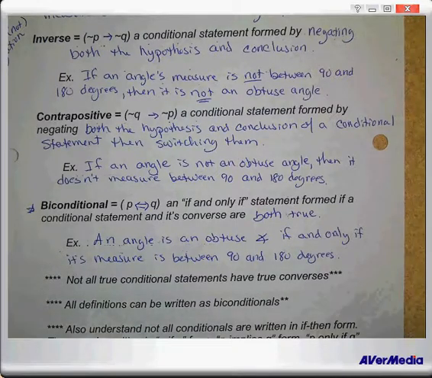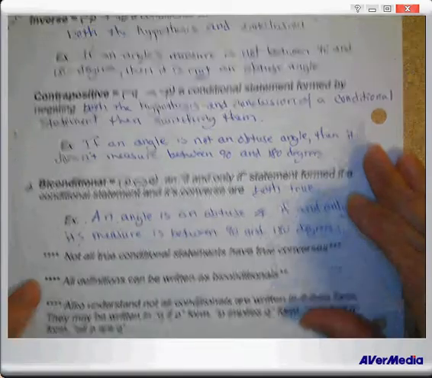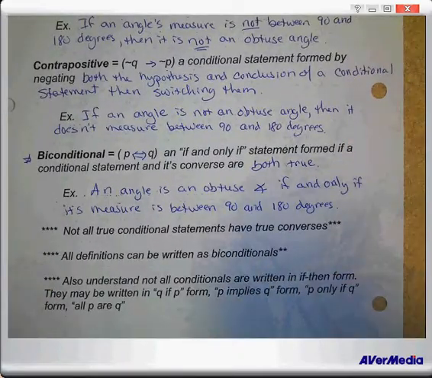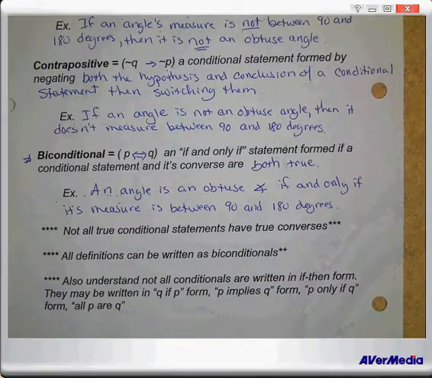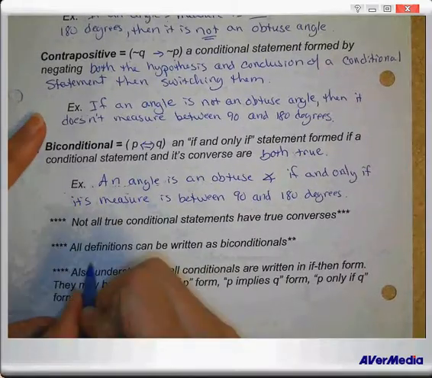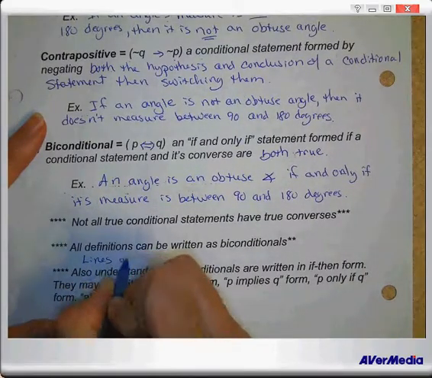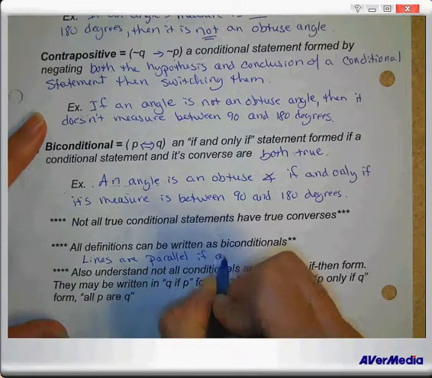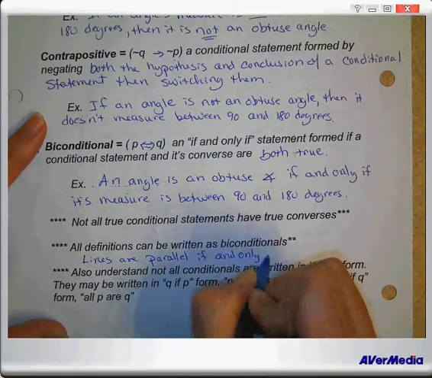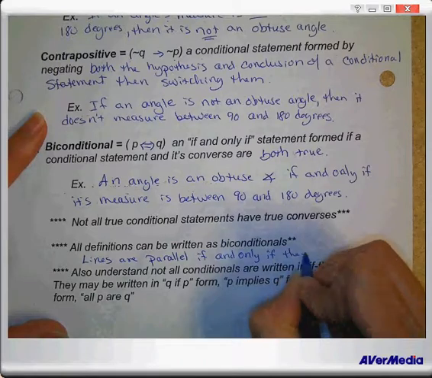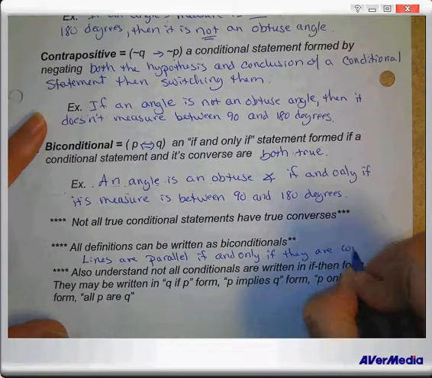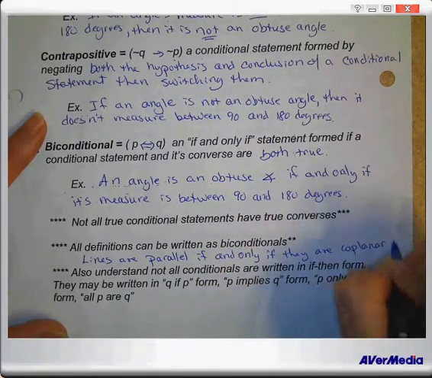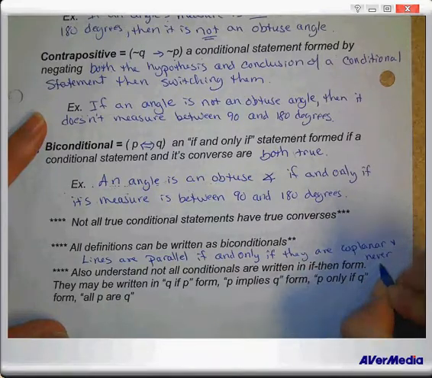But you need to understand that all definitions can be written as biconditionals, like a midpoint or parallel lines. Like for instance, lines are parallel if and only if they are coplanar and never intersect. And another thing we need to remember is not all conditionals are written in conditional forms.